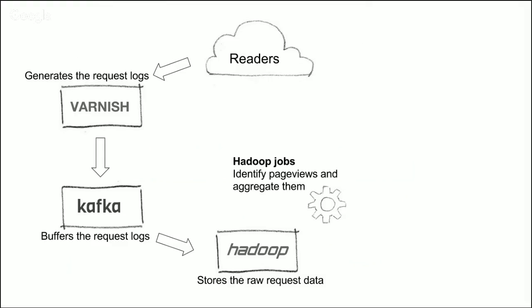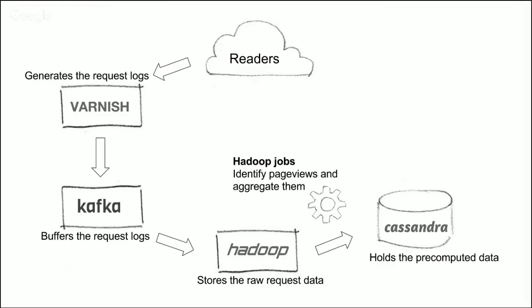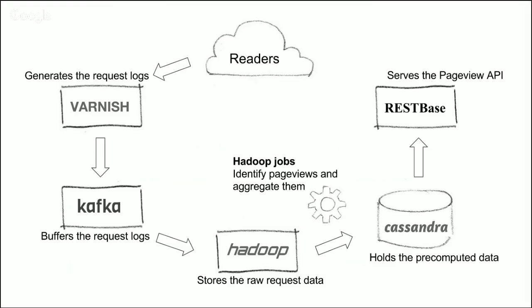And after that, they aggregate this data into the format expected by the database and insert that into Cassandra, which is our chosen database. And the last step in the chain is RESTbase, which is the software that powers and serves the PageView API. It queries Cassandra and it provides the endpoint.